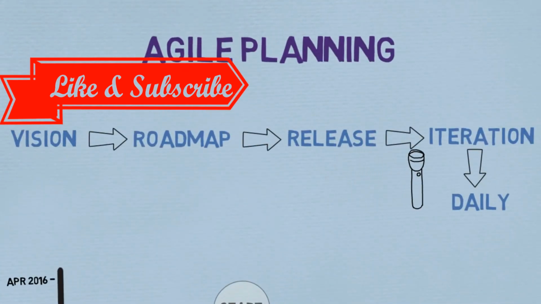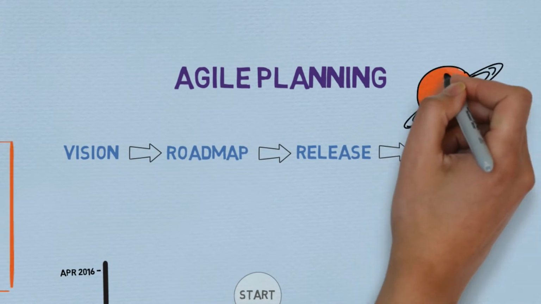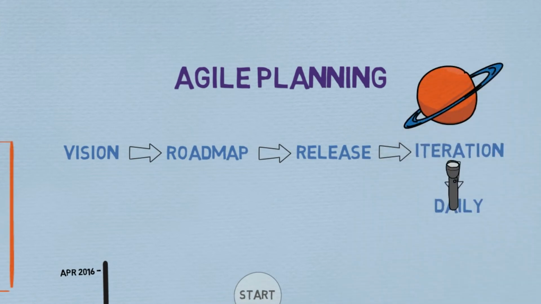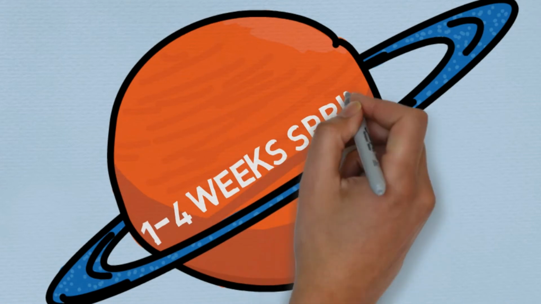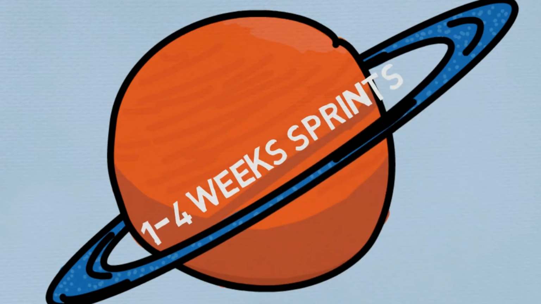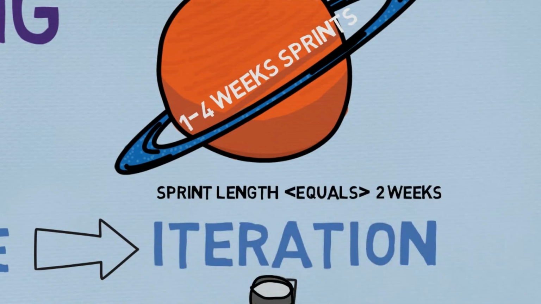Next one is iteration. Iteration is a repetition or cycle which repeats itself. In Agile, it refers to sprints. Sprints are a cycle of 1 to 4 weeks. And we would have to decide what would be the length of our sprint. So sprint length could be 1 week, 2 weeks, 3 weeks or 4 weeks. It cannot extend more than 4 weeks. Otherwise the purpose of Agile is lost. So 2 weeks is the most common that I use. Okay.